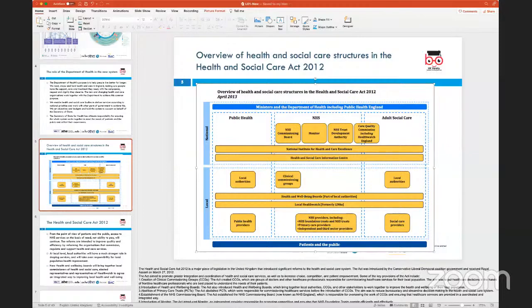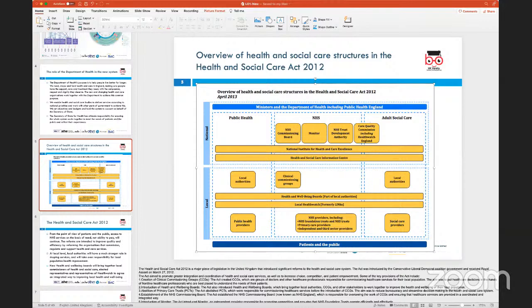Now, this act led to the creation of a lot of different types of groups. One of them is the CCGs, the Clinical Commissioning Groups. A CCG is a group which consists of doctors and other healthcare professionals like nurses, occupational therapists, and all the other people who work within this sector. And they are the ones primarily responsible for providing and delivering healthcare services.